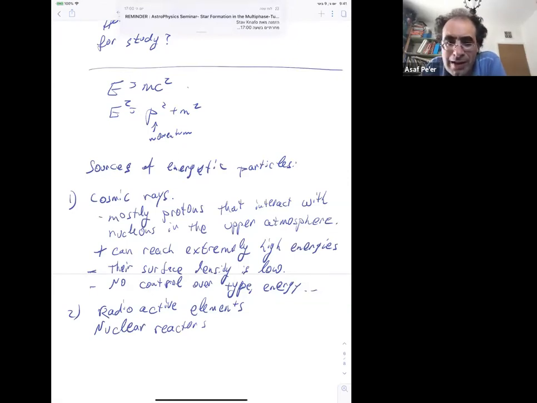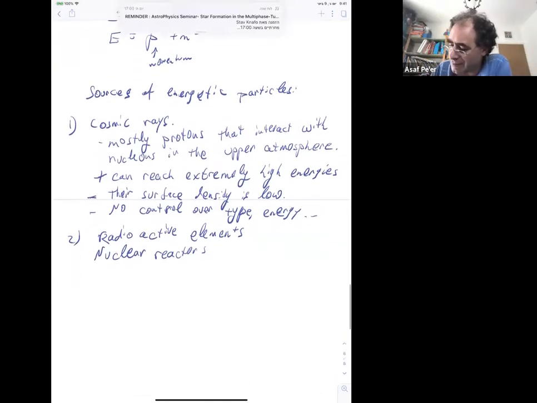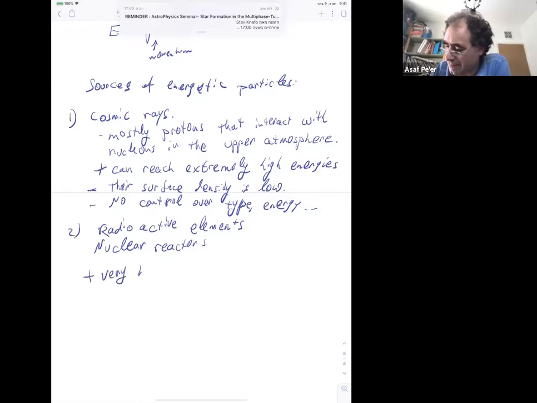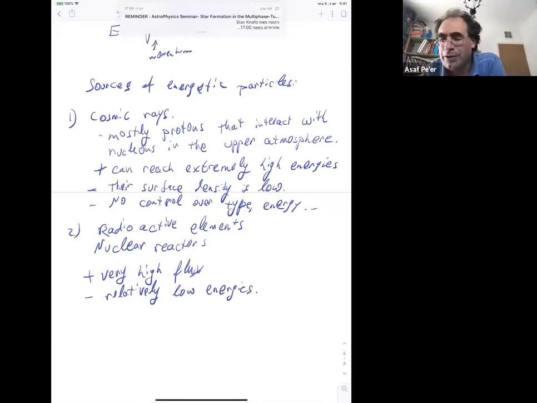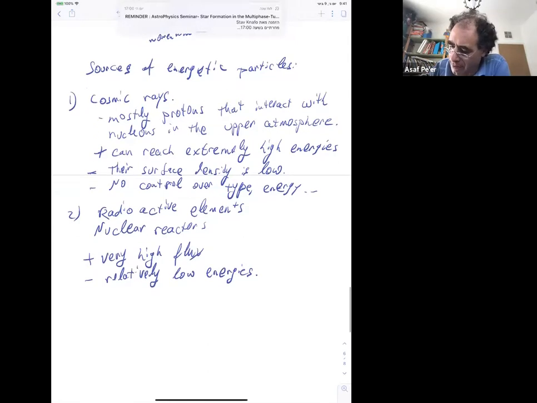particles. Again, the advantage here, of course, is that the flux is very high. You can reach very high fluxes. But the disadvantage is that the typical energies that we can get are actually quite low, relative to what we want to study. Not enough for us to study the things we want to study today. What is the third source?